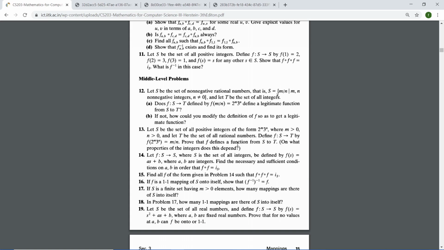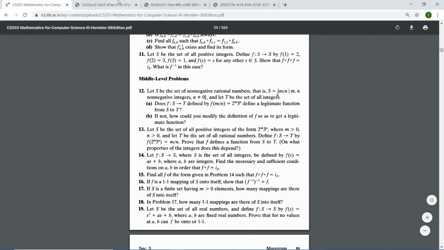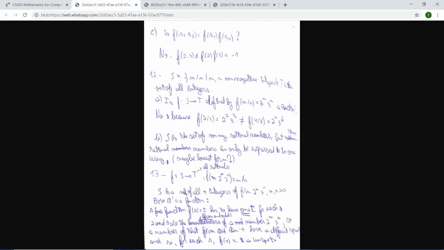Prove that f defines a function from S to T, and what property and why does it work. So this is basically the reverse of exercise 12. And what I said was, well, it's a function because a function is something that for any s it would always return some t, and I said that that happens.